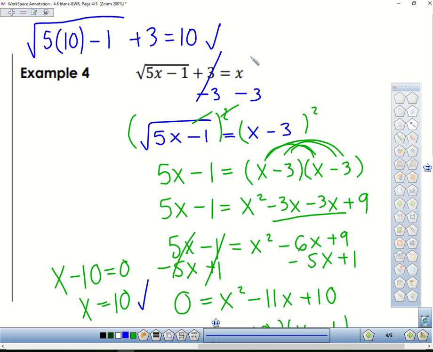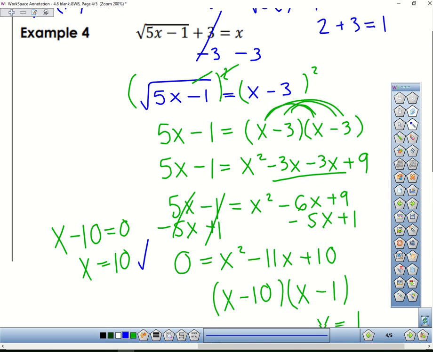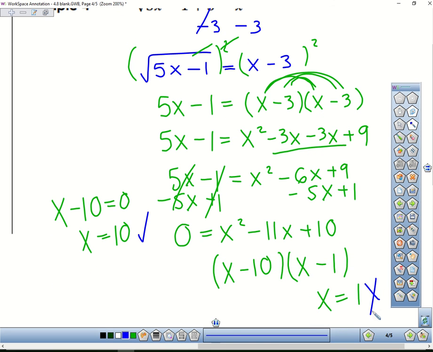So then we'll see about the other one, which was 1, I believe. Yeah. So we do the square root of 5 times 1 minus 1, plus 3 equals 1. Well, 5 times 1 is 5. And then 5 minus 1 is 4. Square root of 4 is 2. No, this one doesn't work out. So the last one is not a solution because it doesn't make a true statement when you plug it back in.